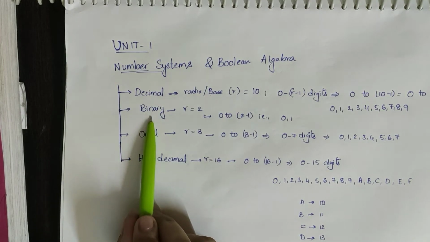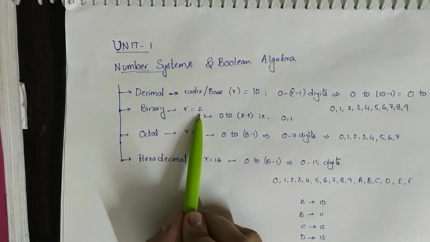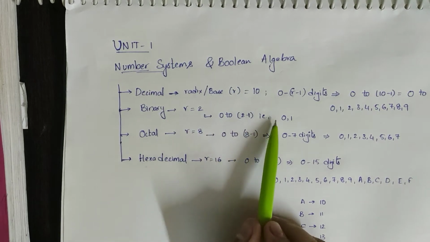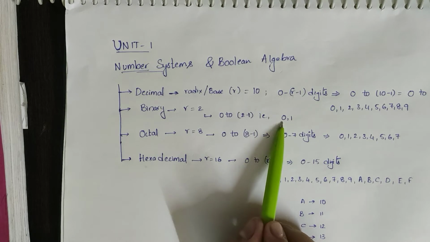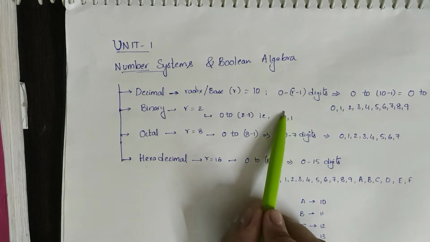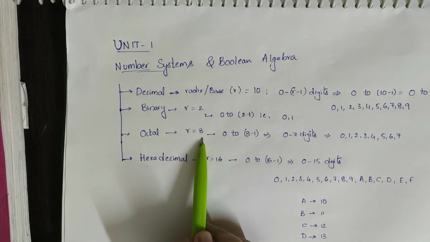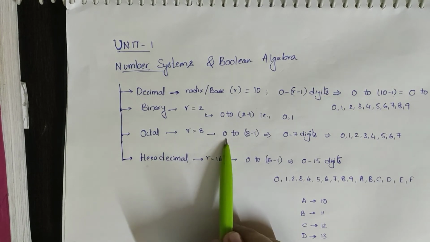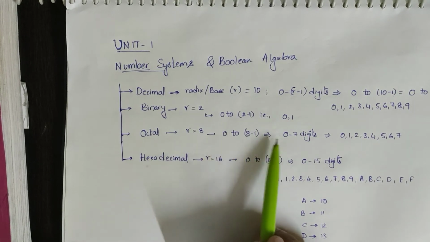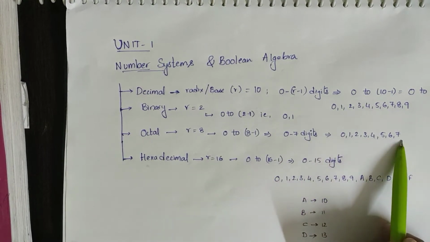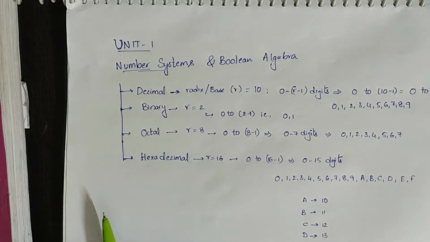And then coming to the binary number system, the radix is equal to 2. It means that it will have the numbers from 0 to 2 minus 1. That is, there are 2 bits, 0 and 1, so we call them binary bits. Octal number system, where r is equal to 8. That means it will have numbers from 0 to 8 minus 1, that is 0 to 7 digits. So 0 to 7 are the numbers under the octal number system.